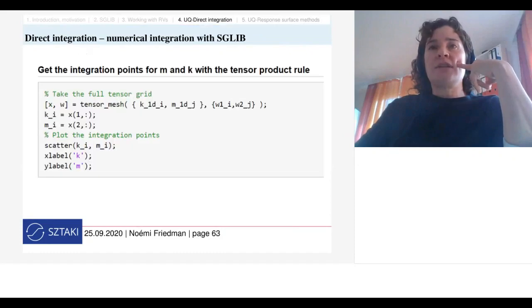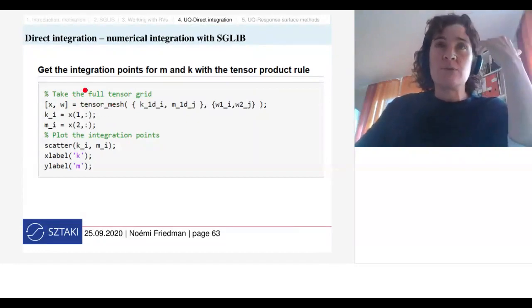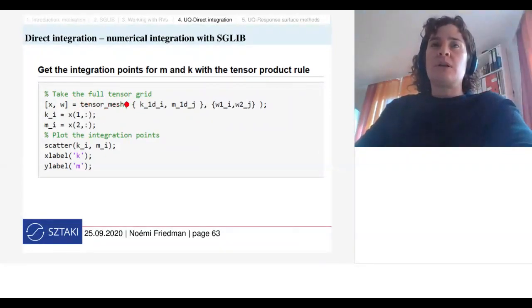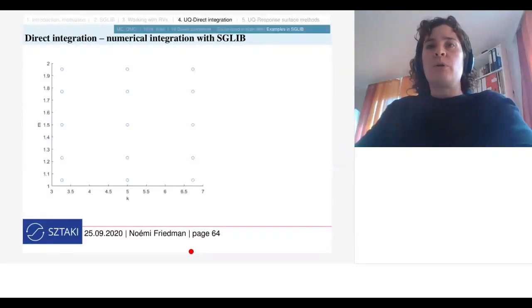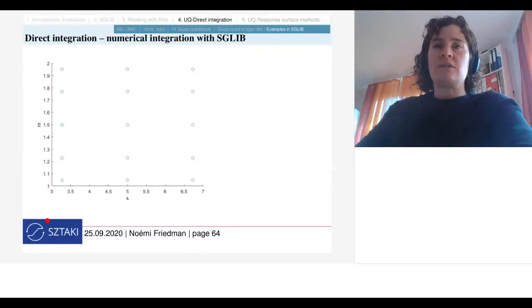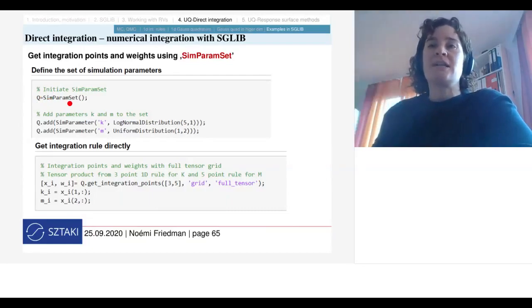In order to get the tensor product rule, there's a tensor mesh function. I think this is in SGLib too, and not an in-built MATLAB function. And it will combine the weights, multiplying them together, and the points. And I think I have a plot of this integration rule. So here you see all the points, and I'm not showing the weights, but you can check it with MATLAB if you would like to. Now this can be done with higher level functions in MATLAB in a much shorter way. If you want to understand in more detail how it's done, you can see it with the previous slide.